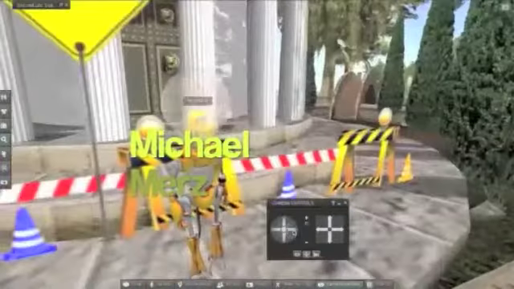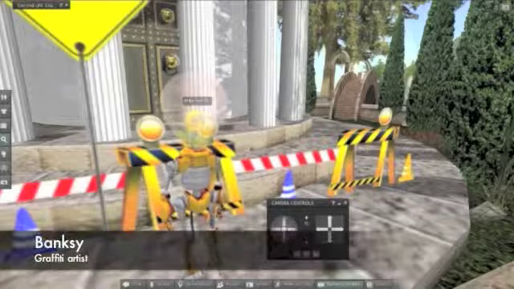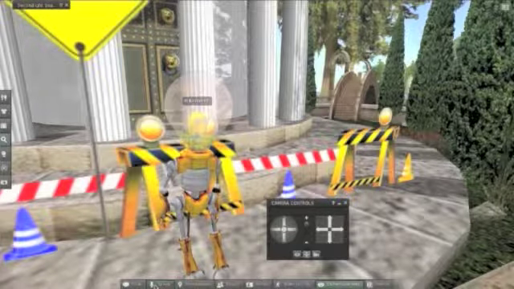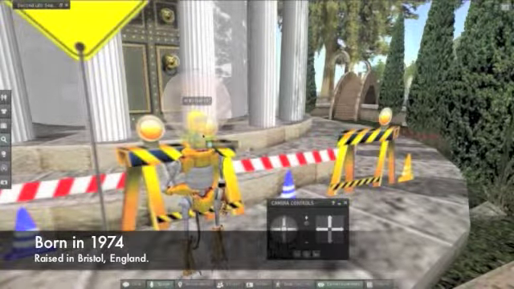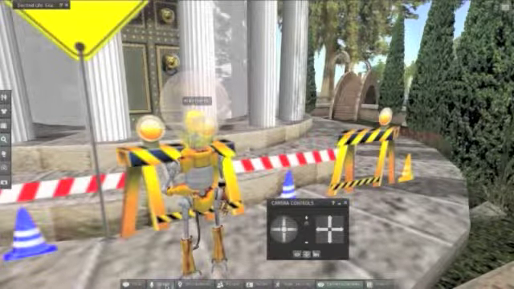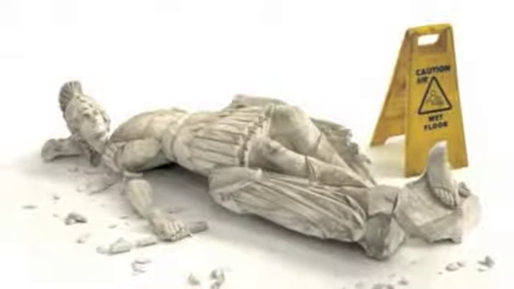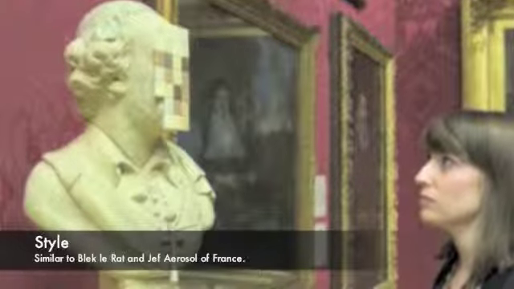Hello, this is Mike Merz, and today I'm going to be talking to you about the street artist Banksy from here in Second Life on Museum Island. Banksy is a very interesting character, and he is either loved or hated in the art community. As for my standpoint, I think he is a fantastic creative artist that belongs in the long line of masters.